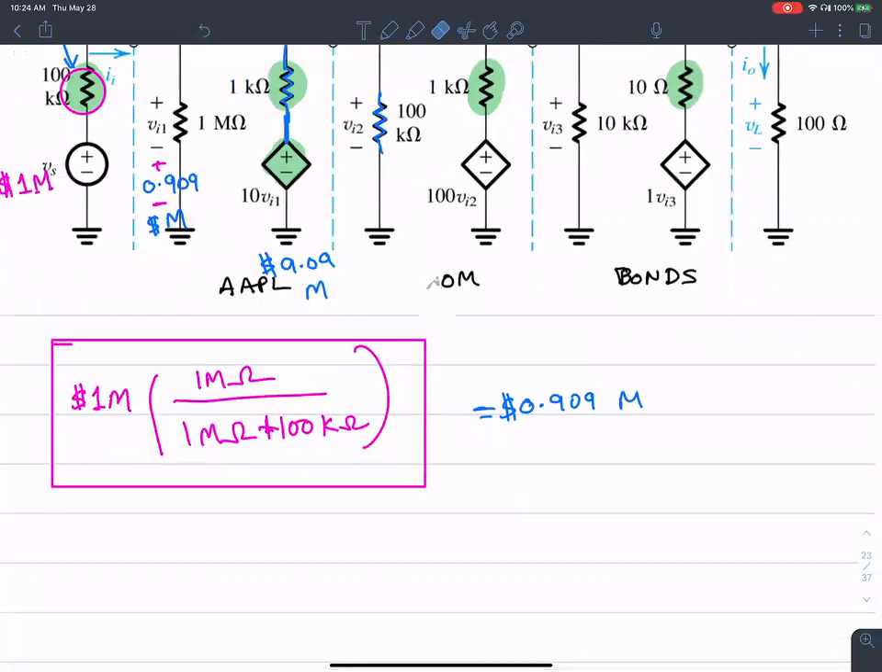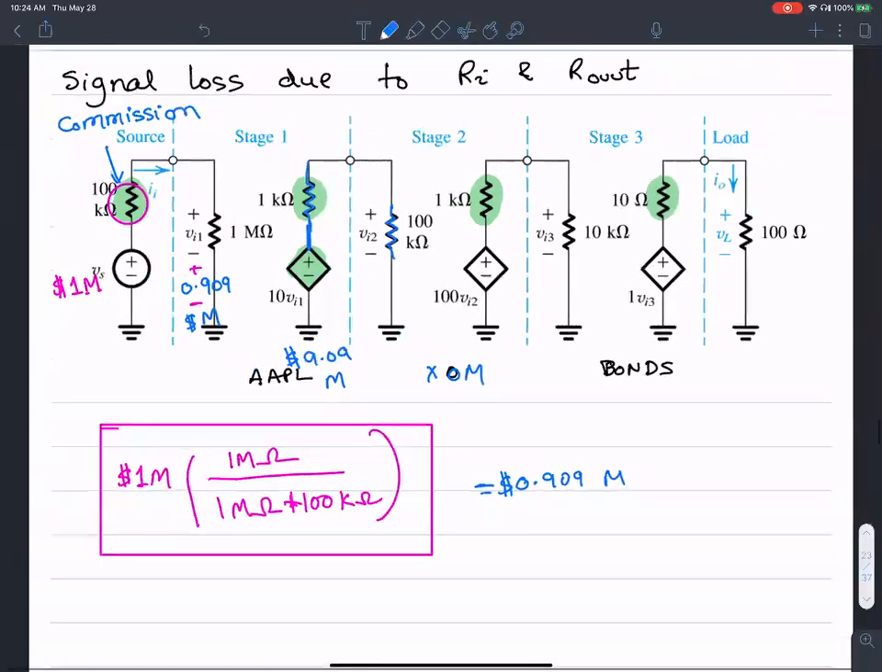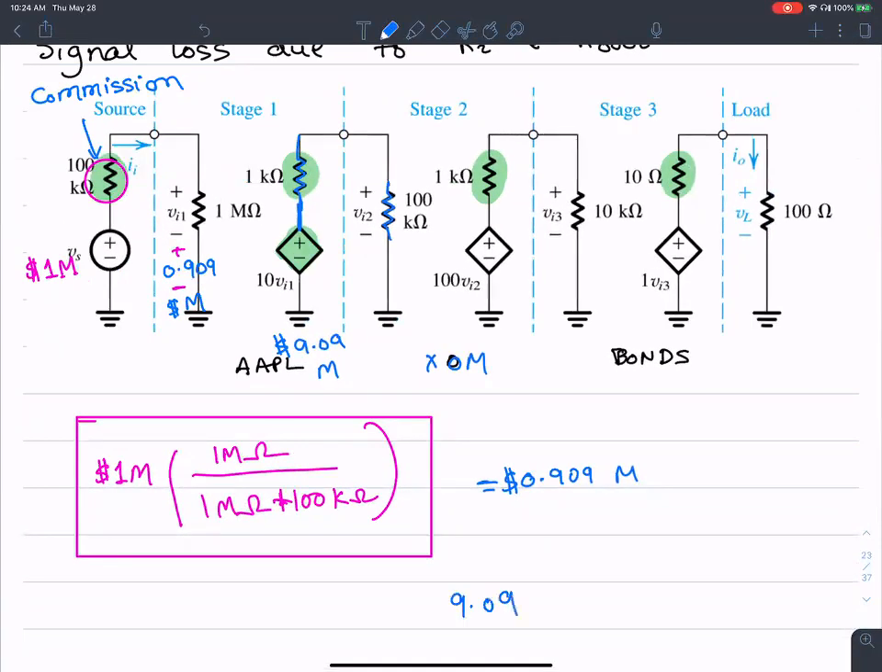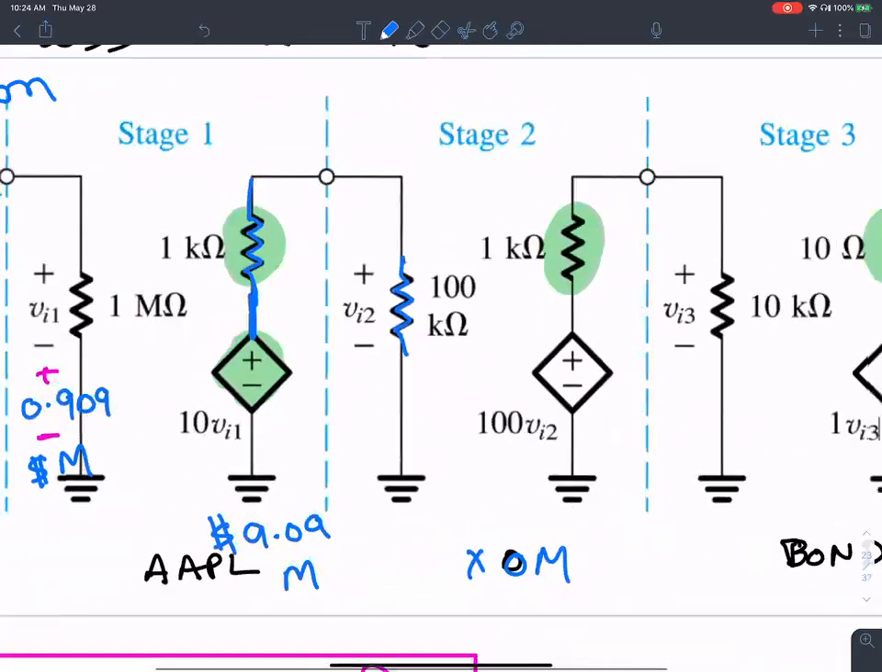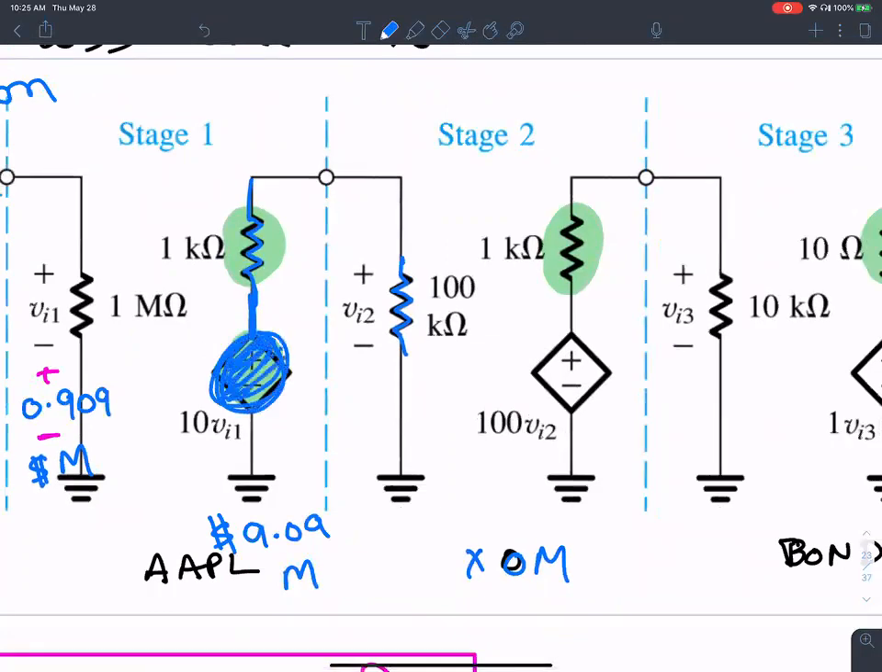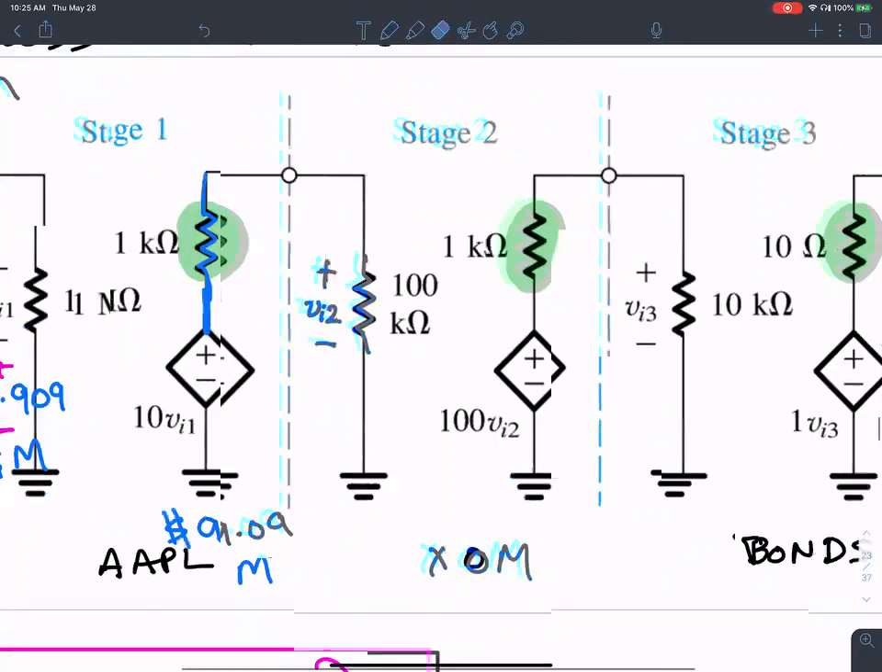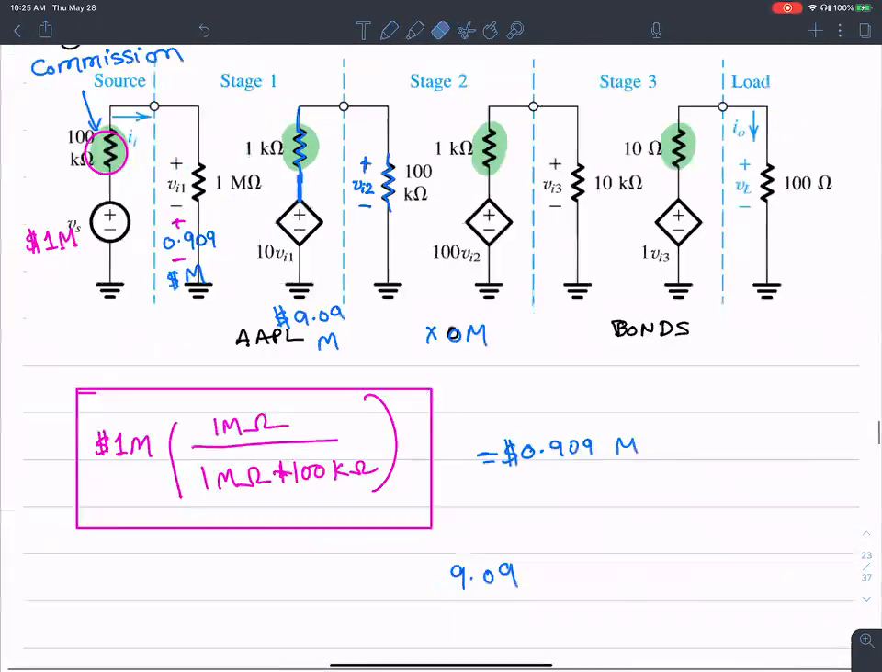So we are talking about the second stage, the ExxonMobil stage. What you have in the second stage really is 9.09 times voltage division. So if you look at this, this is 9.09 over here. What really comes through to VI2 is only a small fraction of that. That's the idea I'm trying to drive home. What fraction of that comes through really is this number, 9.09 million into voltage division.